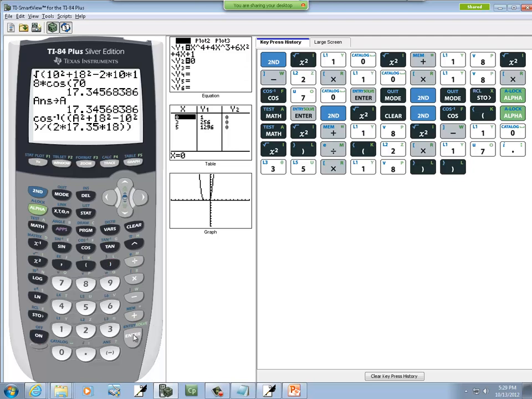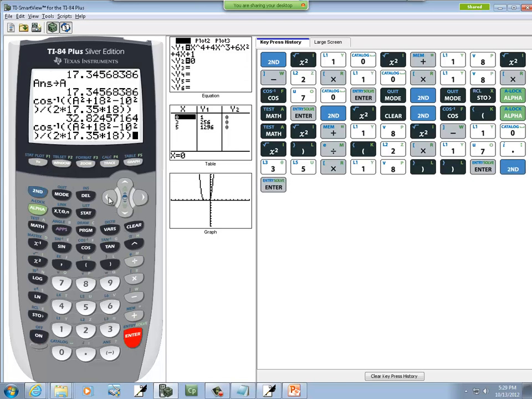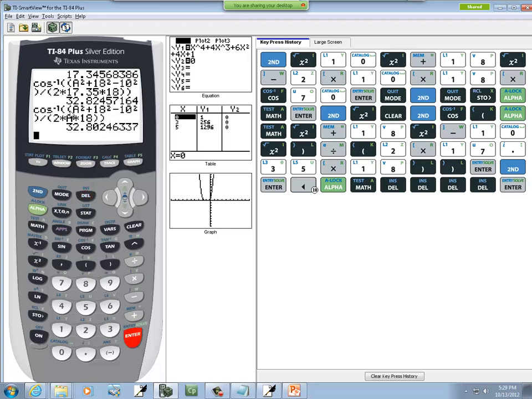And enter. I didn't want to put 17.35 in there. Let me try it again. Do second, enter. Remember, we don't want to put in 17.35. We want to put A in there. A little bit of a screw up. Okay, so alpha math. Now, A is still an approximation, but it goes out there many, many decimal places. So we press enter. Now look what we came up with.